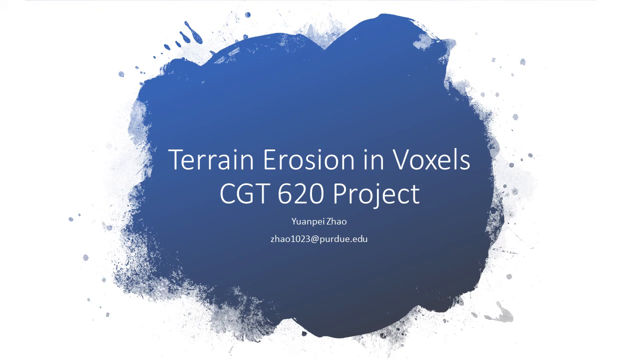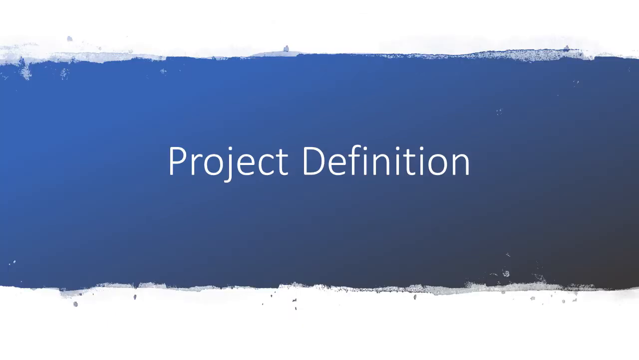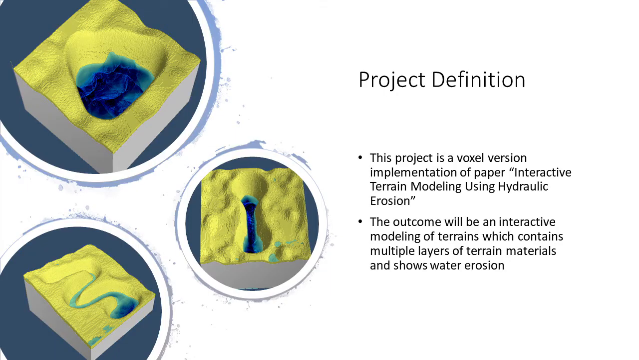My CGT 620 final project is terrain erosion in Voxels. Firstly, let's see the project definition. This project is a voxel version implementation of the paper "Interactive Terrain Modeling Using Hydraulic Erosion". The outcome will be an interactive modeling of terrains, which contains multiple layers of terrain materials and shows water erosion.